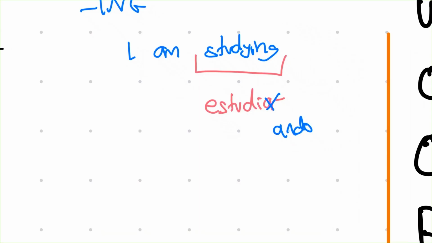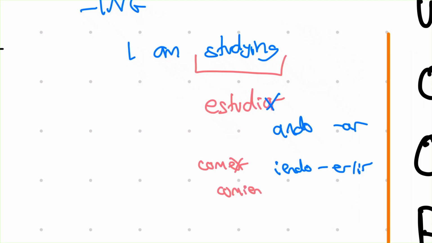For ER and IR verbs, we use yendo. For ER and IR verbs, so for example, comer becomes comiendo. Okay? So this is what we call the gerund, the second word, the present participle.